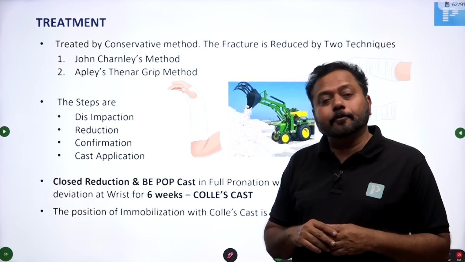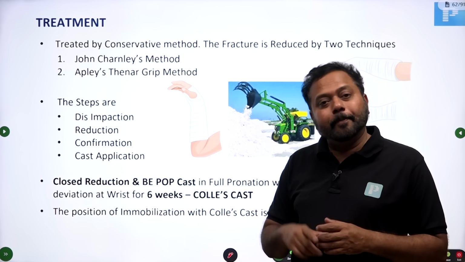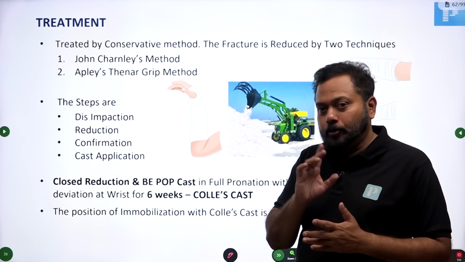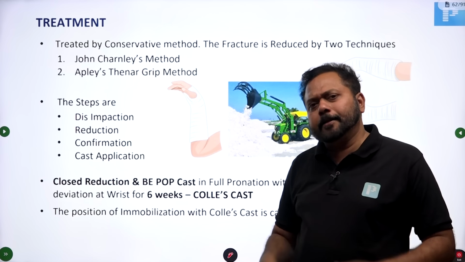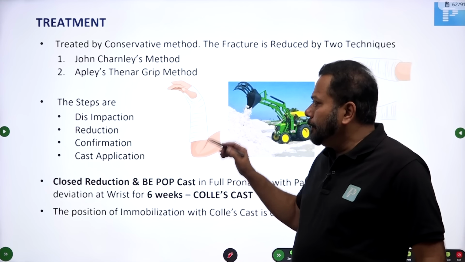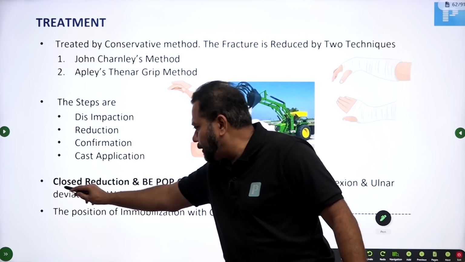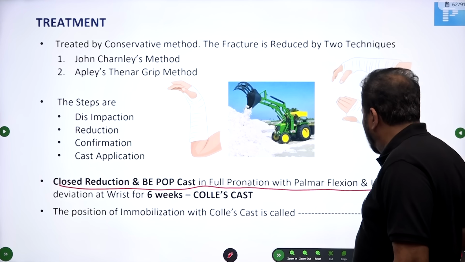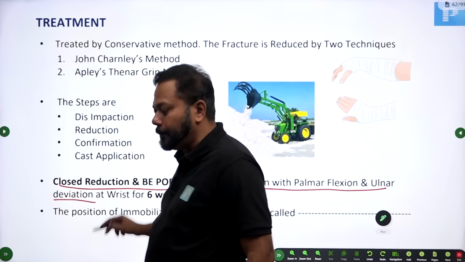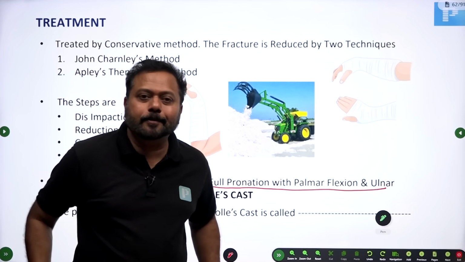But the treatment of choice for Barton's fracture is surgery because it is intra-articular. So any intra-articular fracture needs surgery. Extra-articular fracture can be managed conservatively. The best treatment is closed reduction, below elbow POP cast in full pronation with palmar flexion, ulnar deviation. This is called Colles cast.